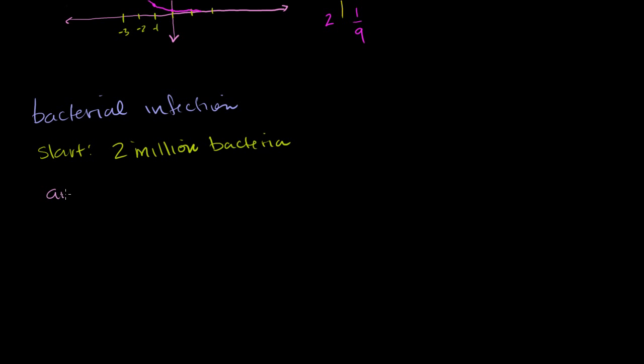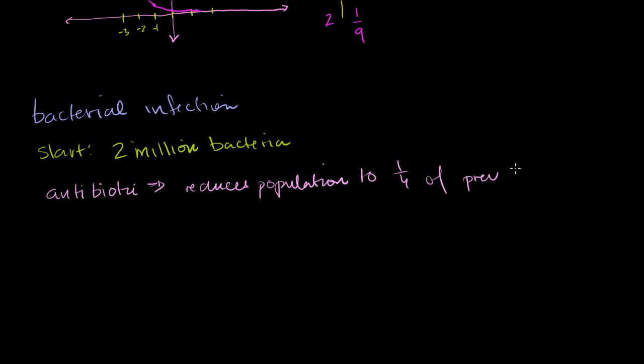So we have the antibiotic, and it cuts down the population. So it cuts down, I guess we could say reduces, population to 1/4 of, I guess you could say, the previous population each day. So they ask us a couple of things. Draw the graph of the size of the bacteria population against time in days. So let's draw this. So day and then population.